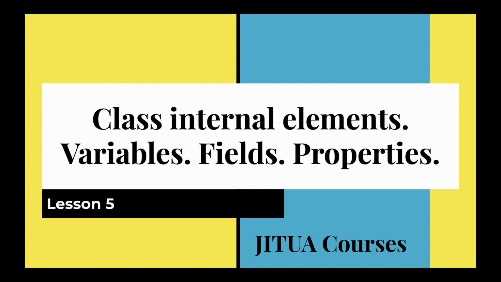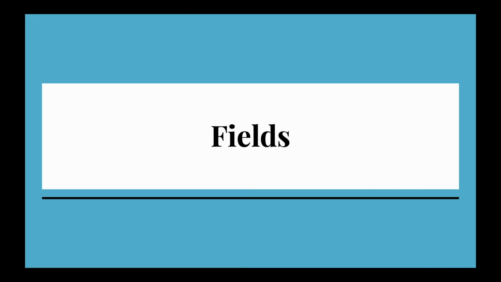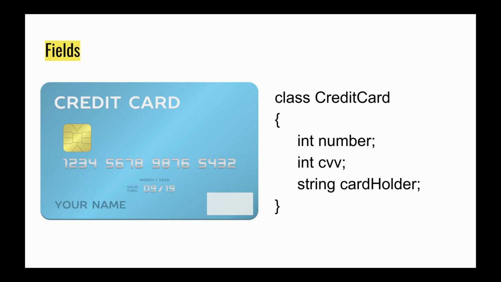Okay, let's go. In this lesson, we will continue learning about the internal elements of the C# class, and now it's time for variables, fields, and properties that the class can have. Fields. A class can store some data. Fields are used to store data in the class. In fact, class fields are variables, just defined at the class level.